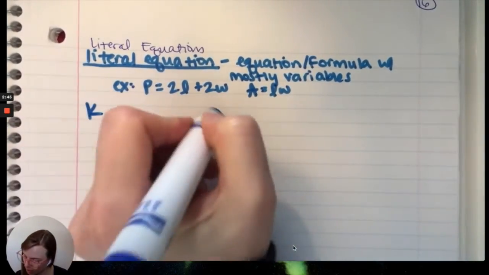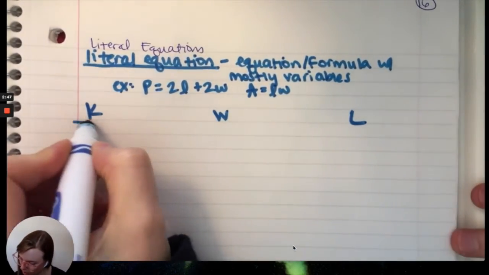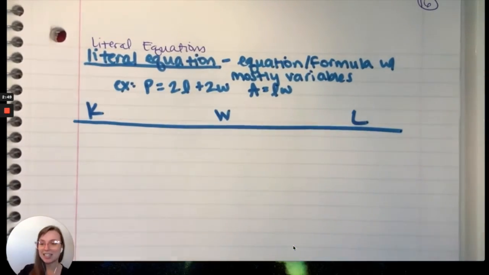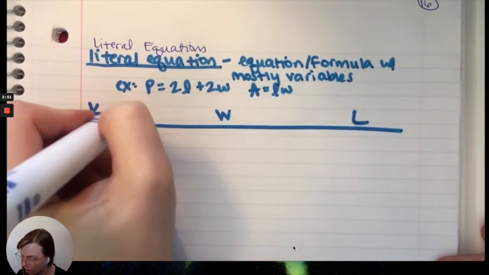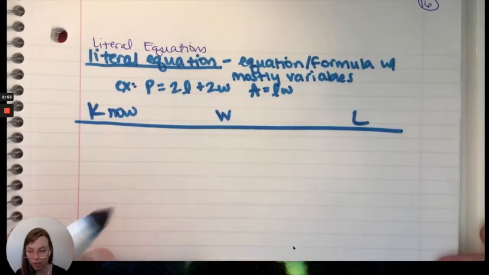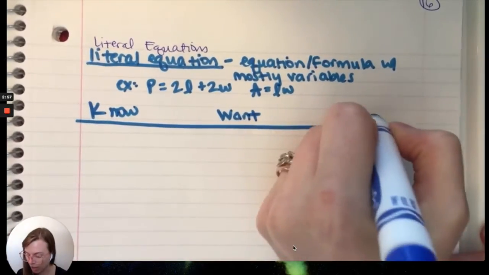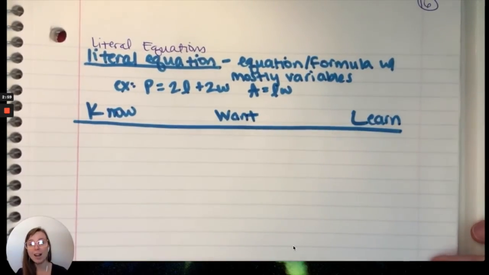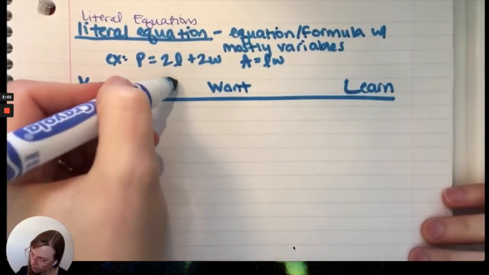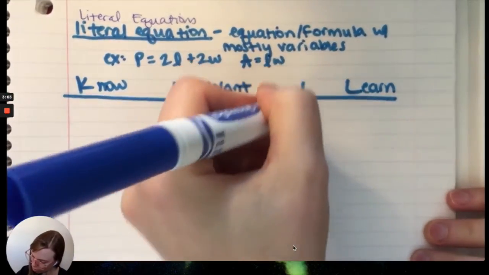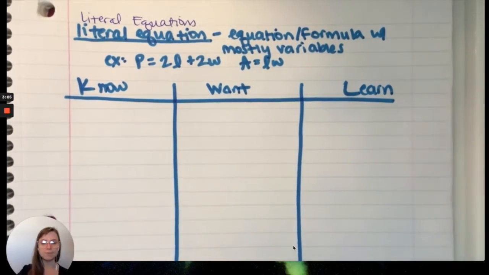So we're going to have a K, a W, and an L. The K is going to stand for what we already know. The W will be what we want to know, so more of the notesy section, and then the L is for what we learn, i.e. practice. So draw lines down your whole page.